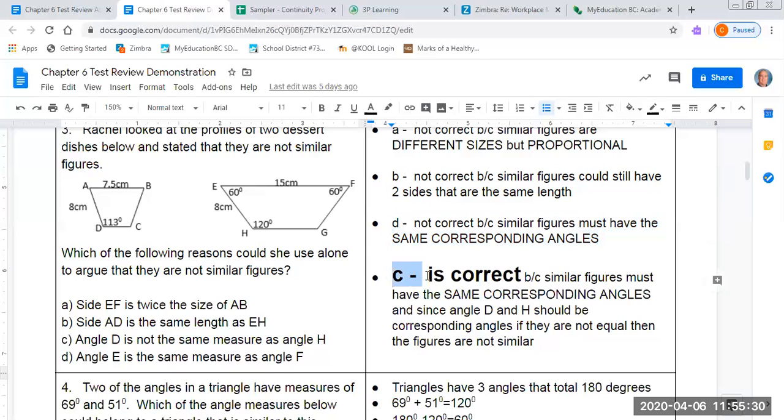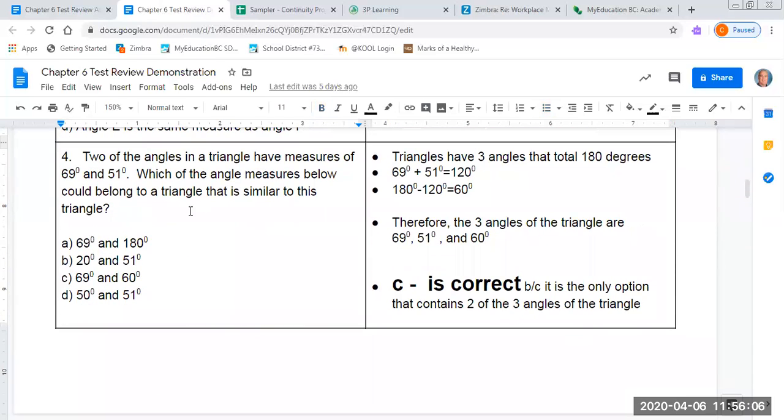Now, the one that is the correct answer and does definitely disqualify these two shapes from being similar is where it says that angle D, which corresponds with angle H over here, are in fact two different angles. So this one's 113 degrees, this one's 120 degrees. Because these are corresponding angles, one of the definitions for similar figures is that corresponding angles must be equivalent. So therefore, if this statement is true, which it is in this example, then these two shapes are not similar.